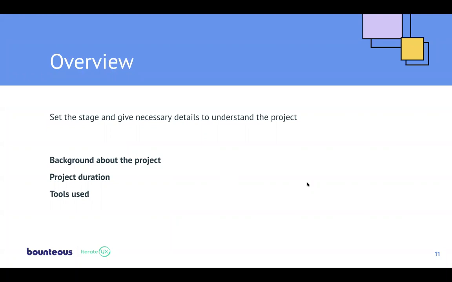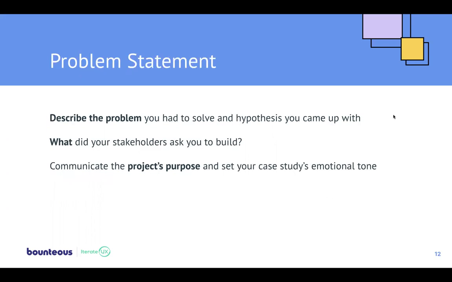Any questions so far before I move on? Okay. I see thumbs up from Amber. That's a good thing. Okay, let's move on to the problem statement.